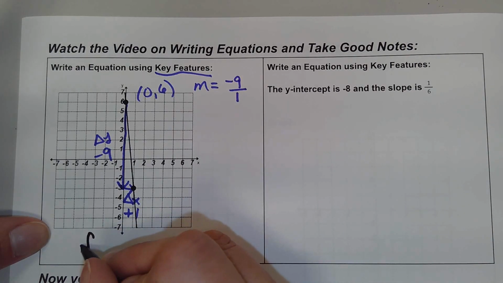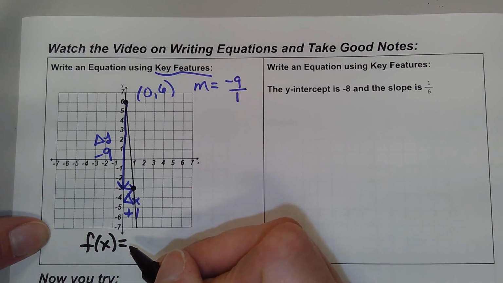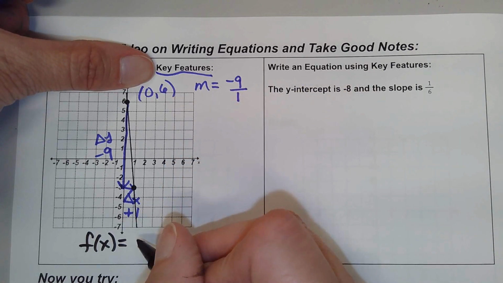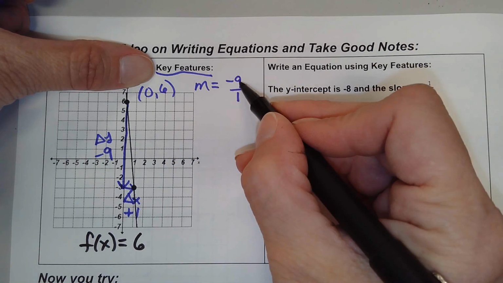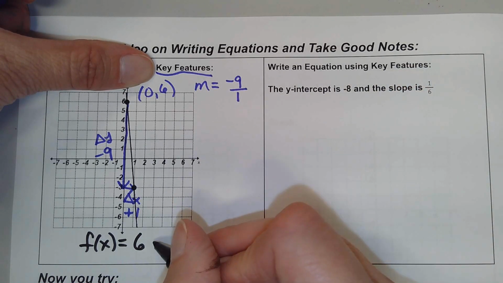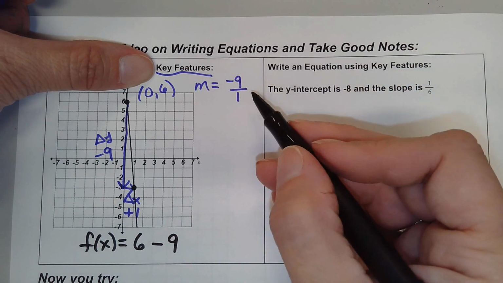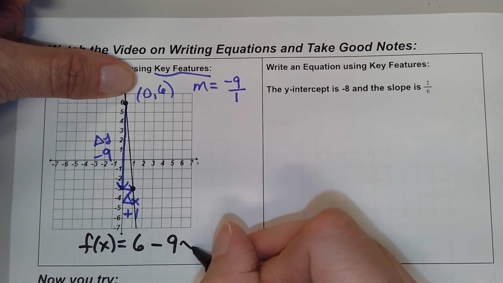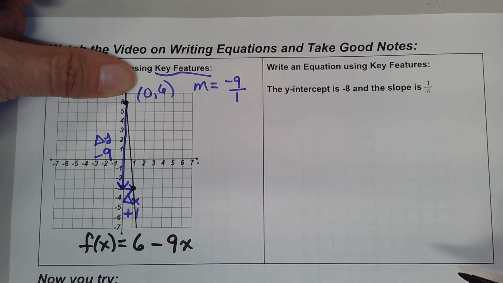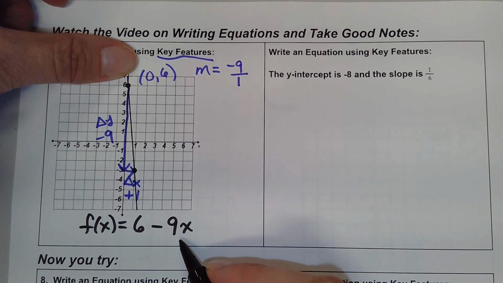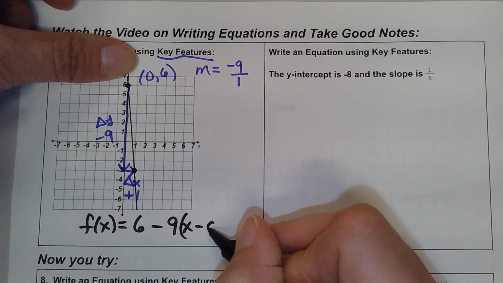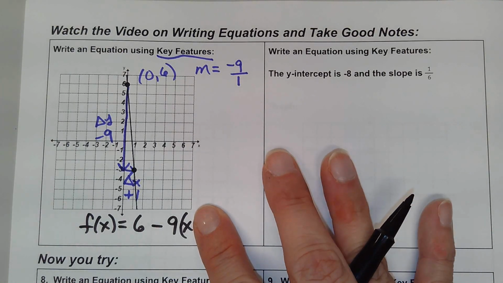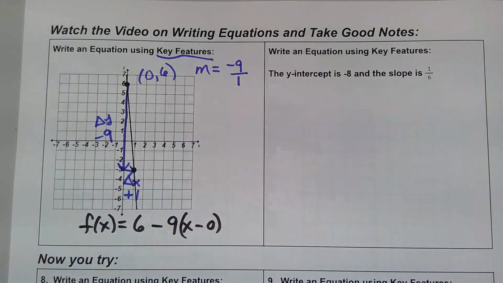Here we go. F of x equals. I'm going to start with the starting y value, which is 6. Then we have a slope, -9. And then you could put the x in parentheses, or you could just write x. That would be the same as saying x minus 0. But you don't have to have the 0, which means you don't have to have the parentheses.